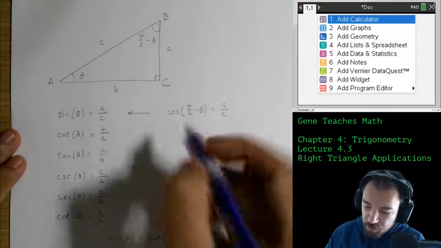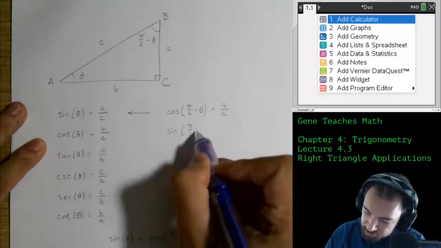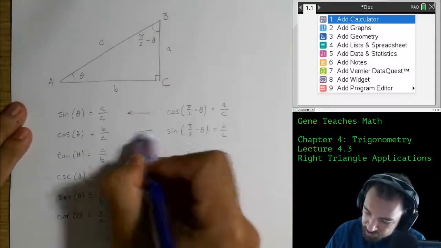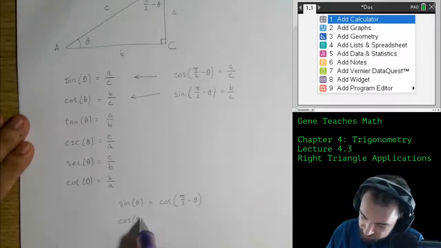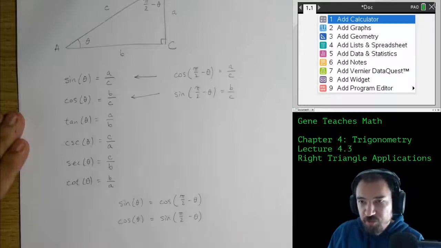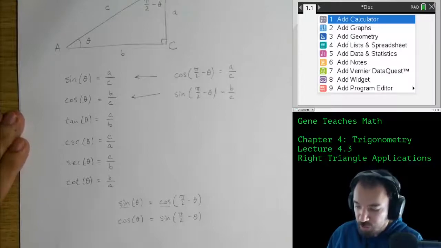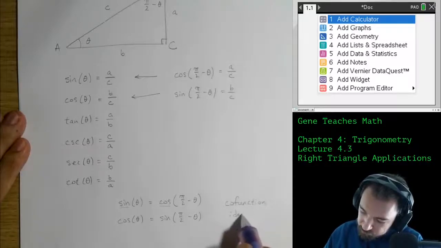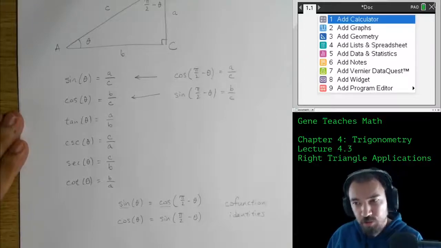And it works the other way around too. If I take the sine of pi over 2 minus theta, then that would be, from this angle's perspective, opposite over hypotenuse. That's the same as cosine of angle theta. So we will say cosine of angle theta is the same thing as sine of the complementary angle. And then we say, oh, sine and cosine obey this set of properties. We're going to call them cofunctions.